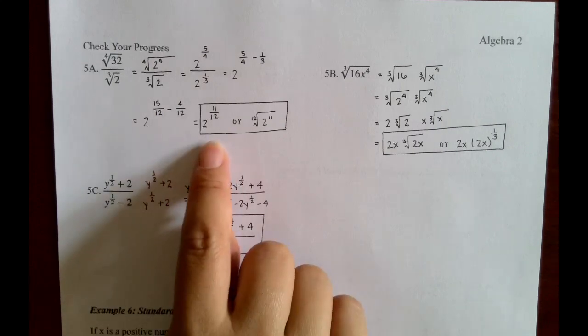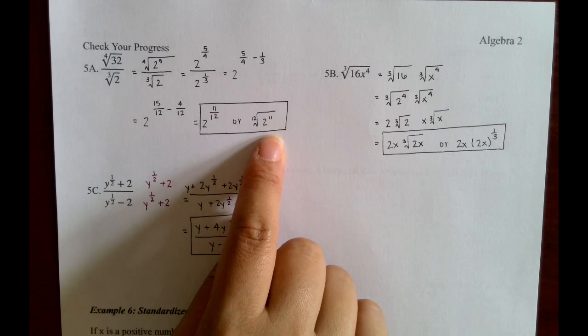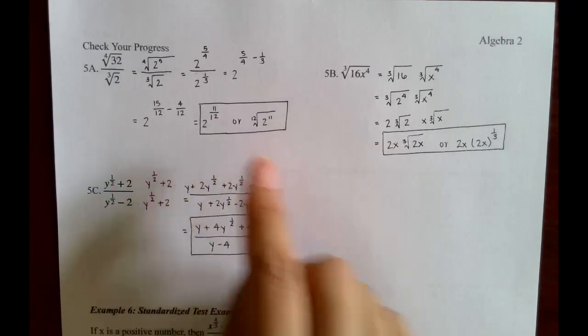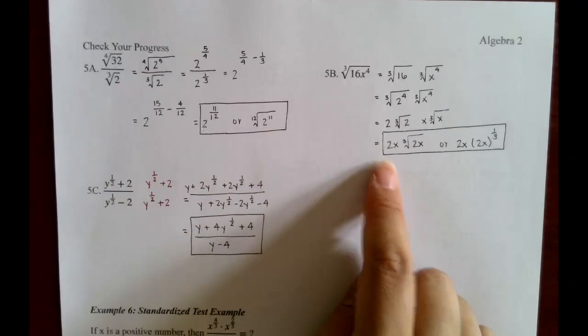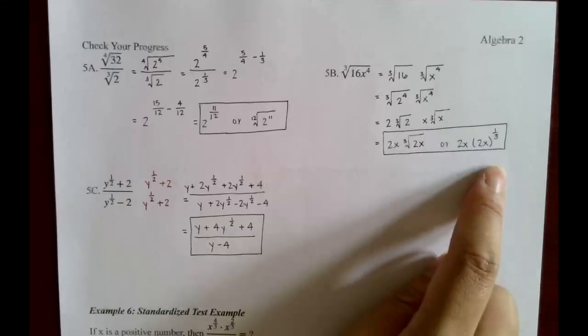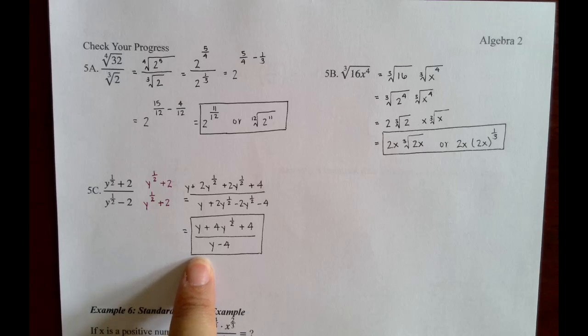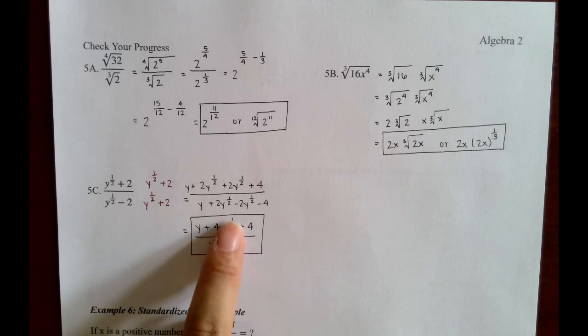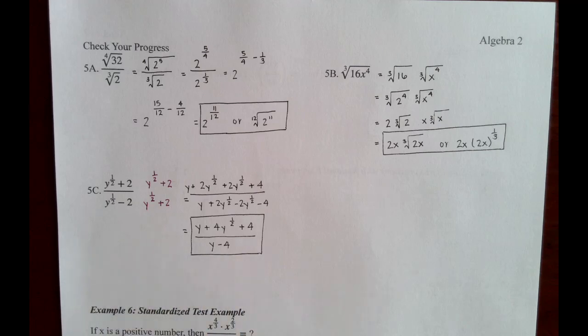Okay, this is what you should have gotten for 5a. You should have gotten 2 to the 11/12, or like this in radical form. For 5b, you should have 2x, and then the cube root of 2x, or this in exponential form. Okay. 5c, you should have gotten y plus 4y to the 1/2 plus 4 all over y minus 4. If you got that right, you can move on to our last example. If not, here is your explanation.